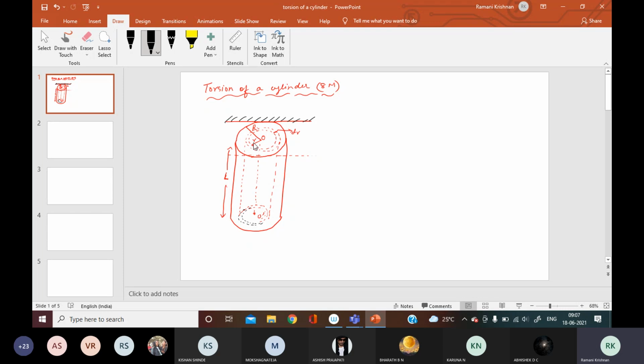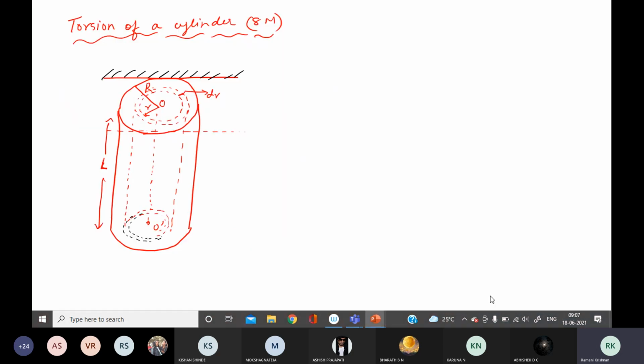This cylinder is considered to be made up of a large number of layers. I have taken one such layer. Can you see these dotted lines? So one layer I have taken with these dotted lines. Just like a beam is made up of a large number of layers, this is also made up of a large number of layers.